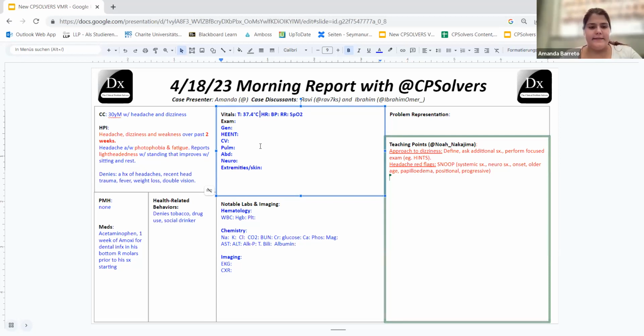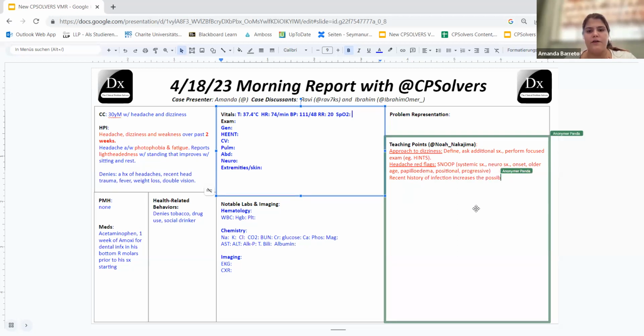The vital signs. His temperature was 37.4 Celsius. Heart rate is 74 bpm. Blood pressure was 111/48. Respiratory rate is 20 breaths per minute and sats 98% on room air. Alert, oriented, and in no acute distress.